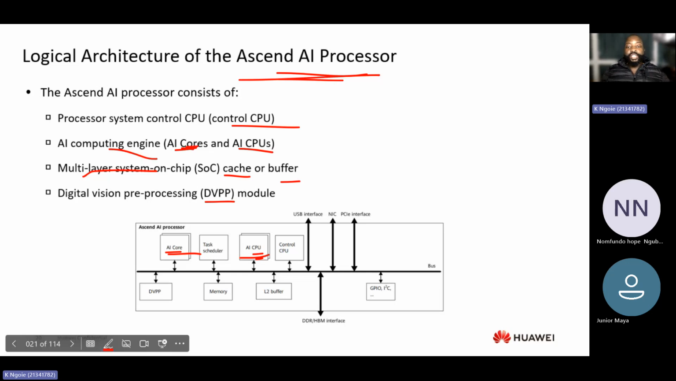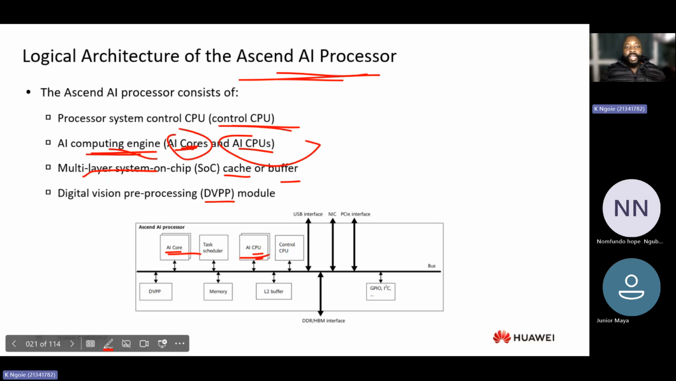So when you think of the CPU, think of the brain of the chip itself that will manage the overall system, right? So now this part of the API, the API computing engine, which will have the AI core and the AI CPUs. Remember now, the first thing we had was the control CPU, which will control all the overall system.